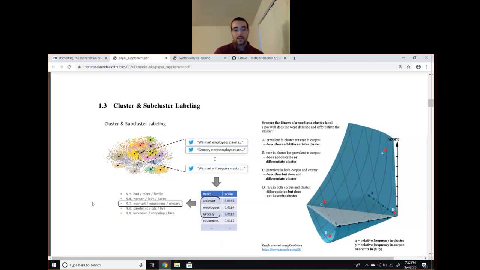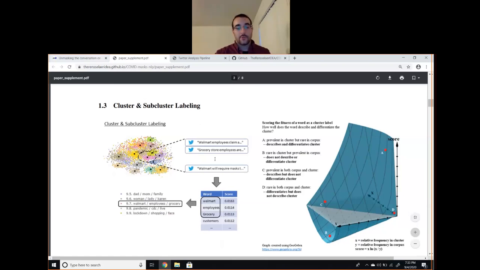And we calculate a score based on the frequency of the words in each theme and topic cluster. And we use the 3 top scoring words to come up with a label. And for example, the label here shows that Walmart, employees, and grocery is the best descriptor of what kind of conversations are going on in this cluster.